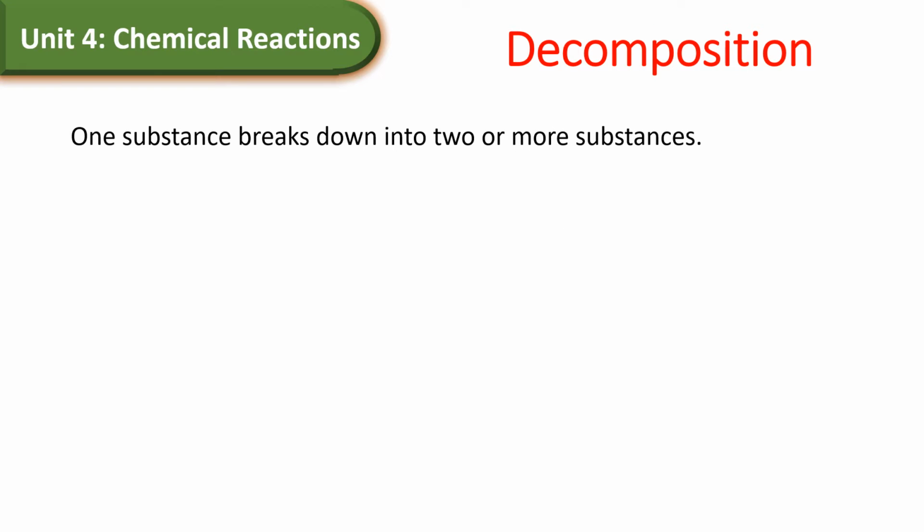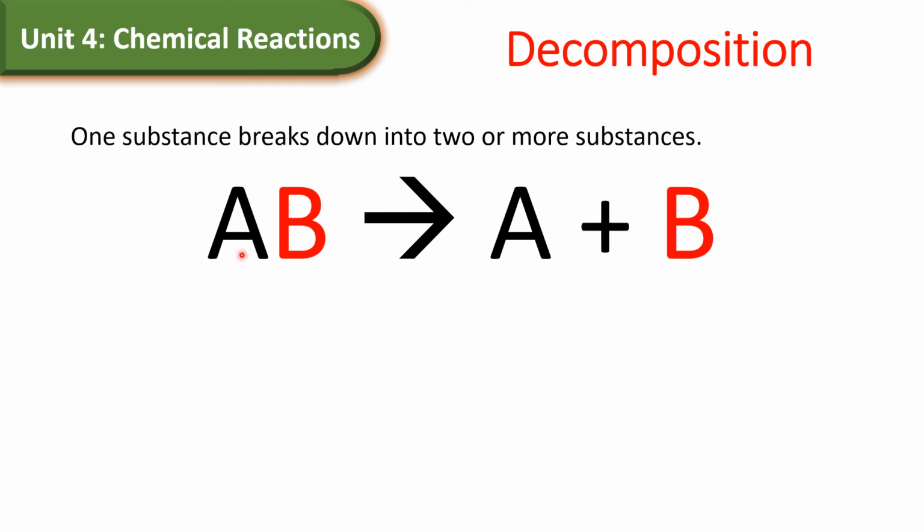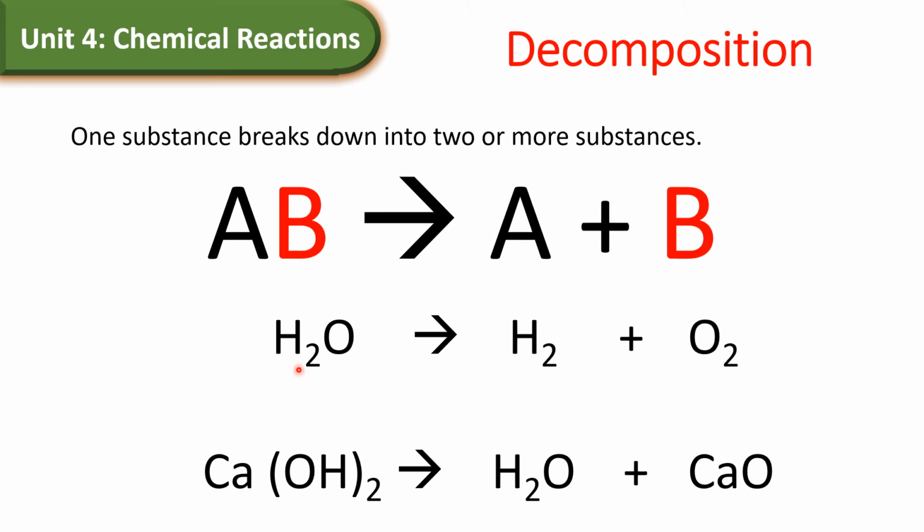Next we have decomposition, or breakup. In decomposition, one substance breaks down into two or more substances. To express this, this is your reactant and this will be your product. So your reactant AB will break down into your products A and B. For example, H2O, or water, breaks down into hydrogen and oxygen.